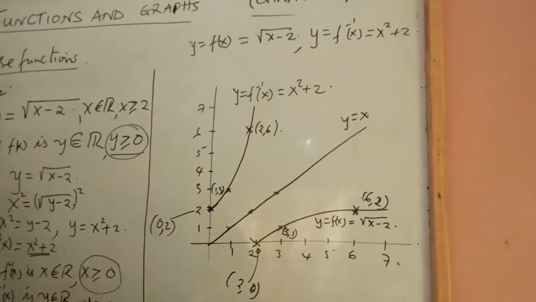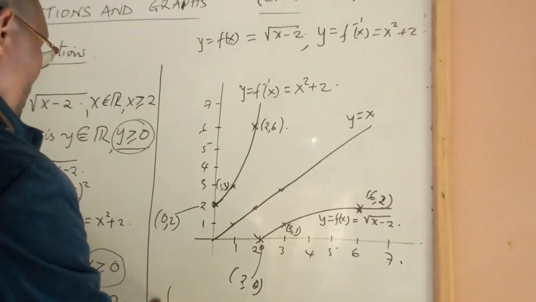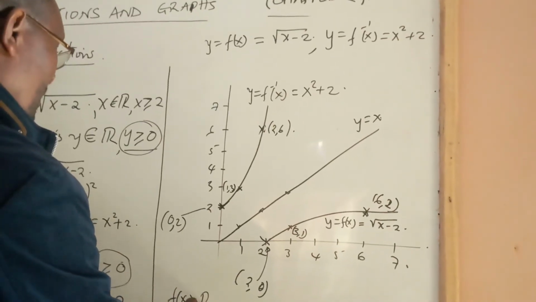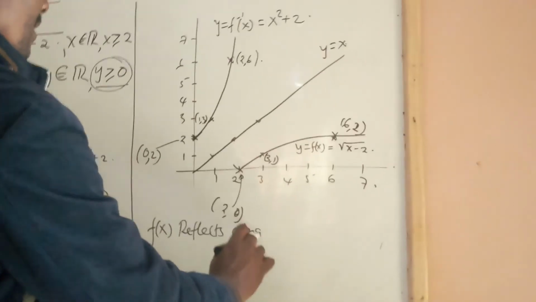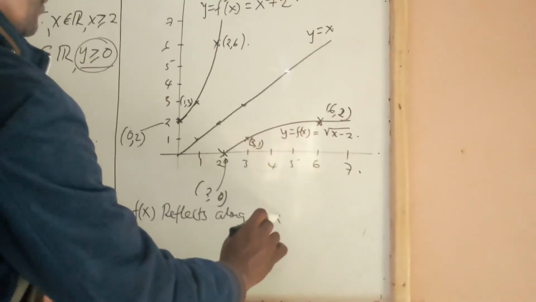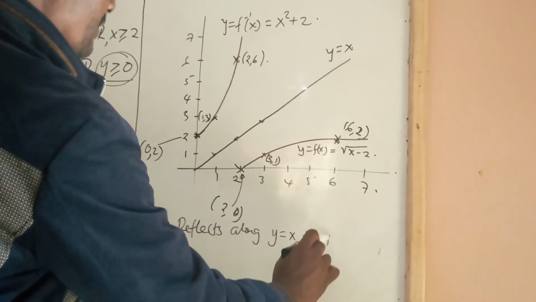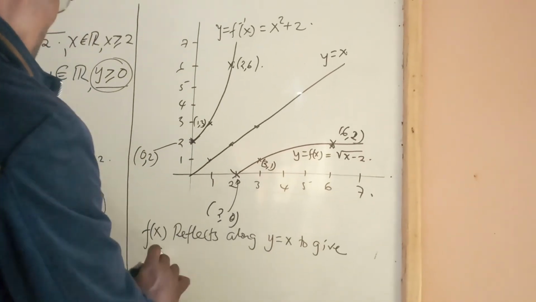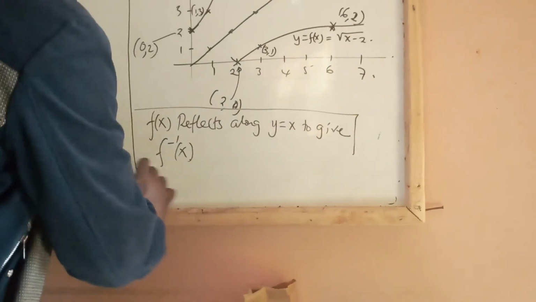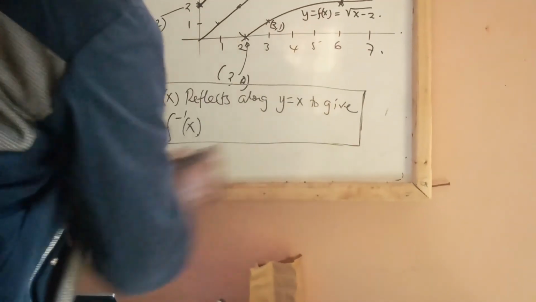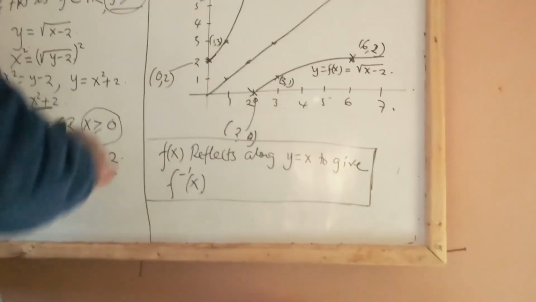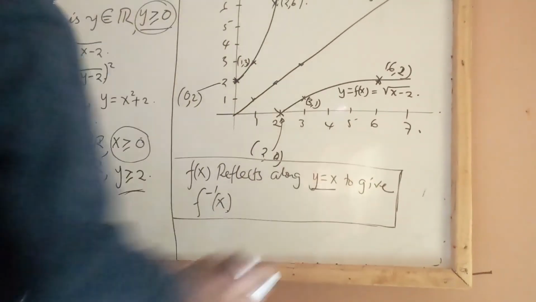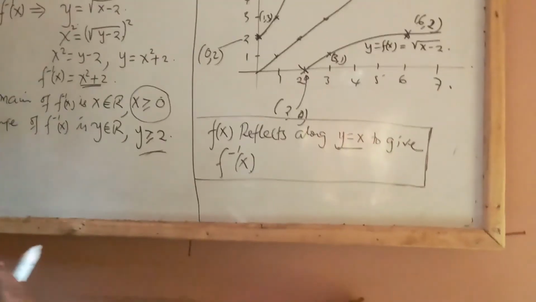So in conclusion, this is enough proof that the function f(x) reflects along the line y equals x to give the inverse function. So this is very important and critical for all of us to remember. The inverse function is a reflection of the original function along the middle line, y equals x. All right?